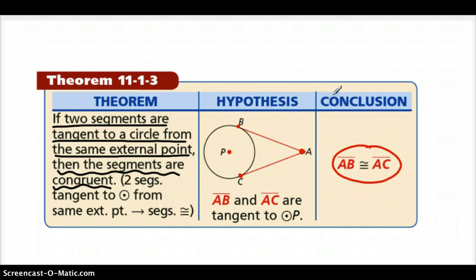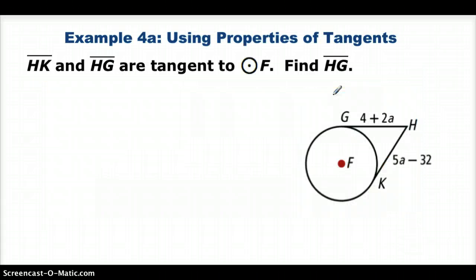All right, now let's look at a couple examples here that apply this particular theorem. Okay, so this one says that segment HK and segment HG are tangent to circle F. Find the length of HG. There really shouldn't be this here. That's a mistake evidently that the book made. We're finding the distance between H and G.